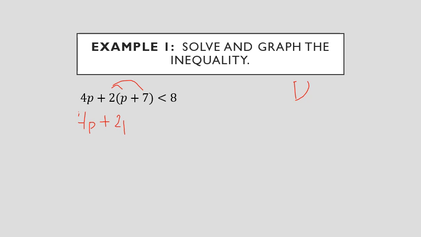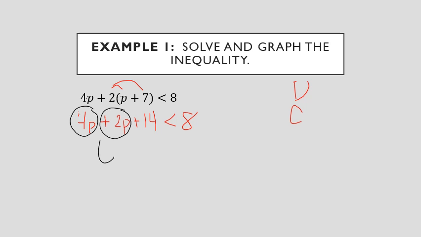2 times p is 2p. 2 times 7 is 14, less than 8. Cool. After I distribute, I got to combine my terms. So in this case, I'm going to combine the 4p and the positive 2p. And remember, like I always say, if they're on the same side, don't change the sign, just combine.